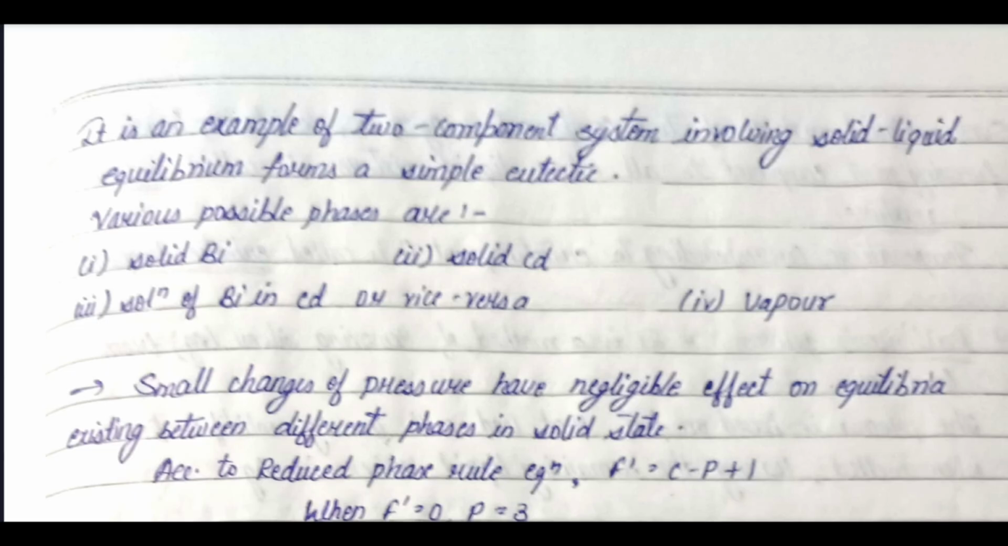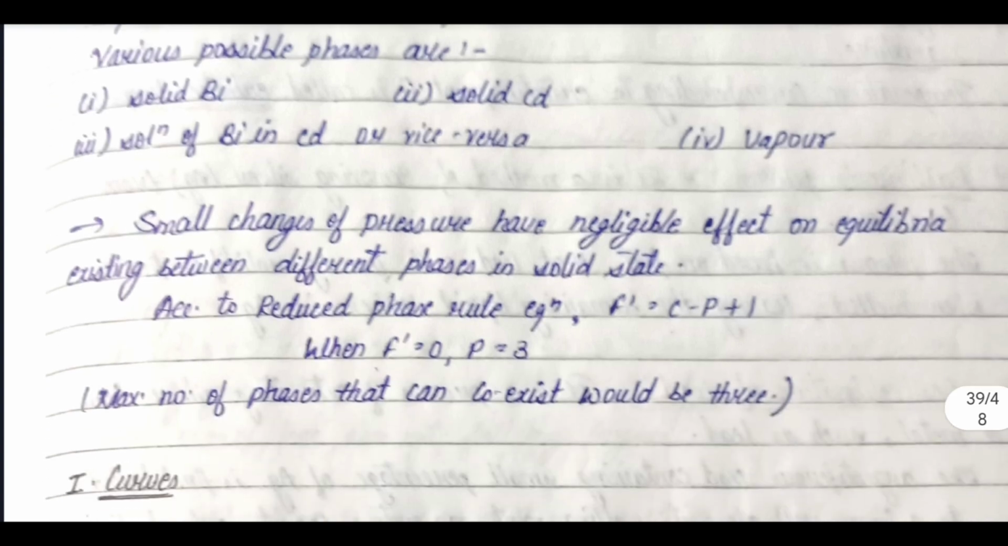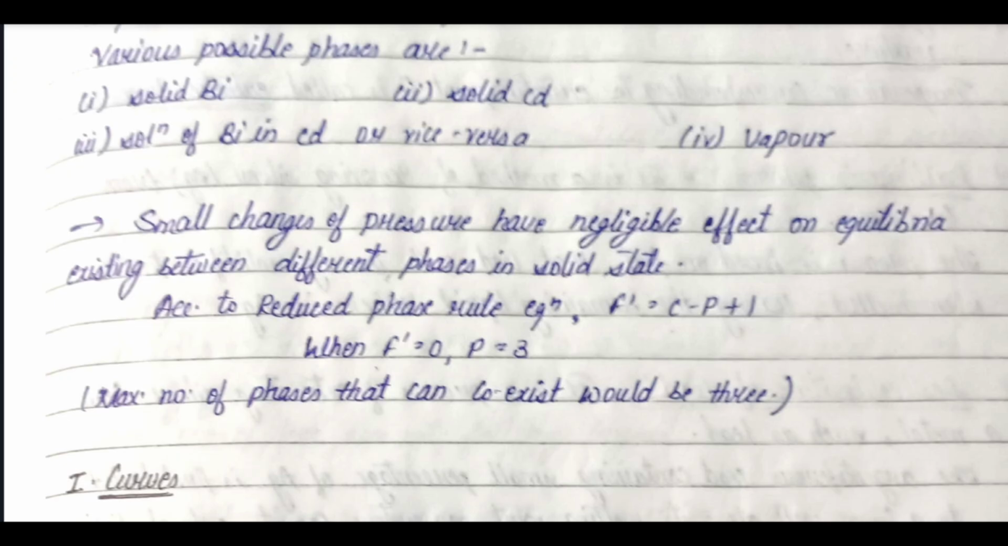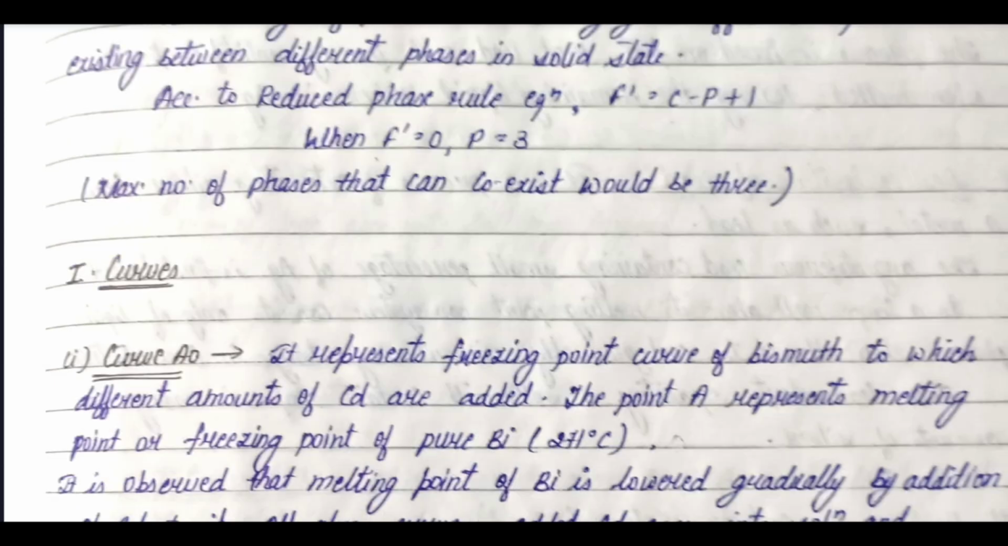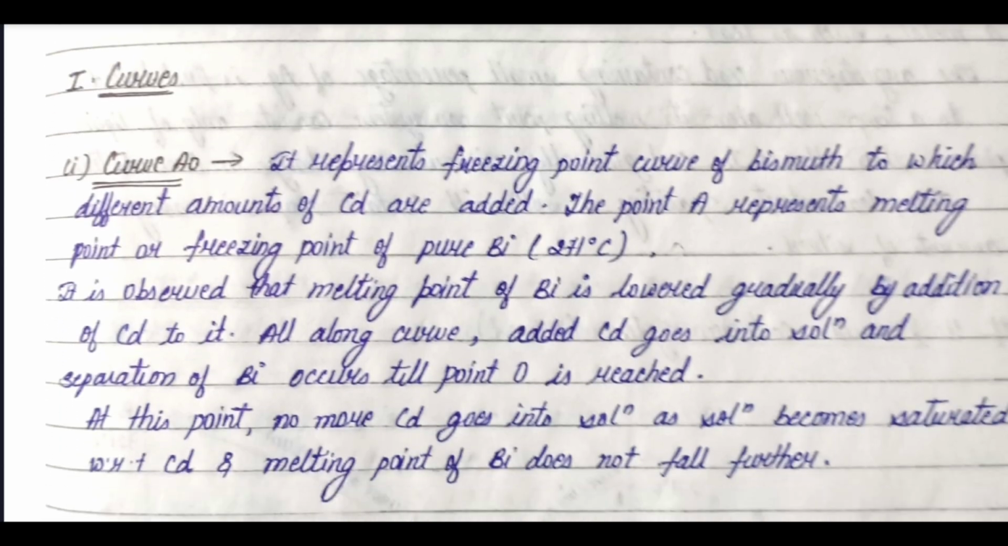Various possible phases are: first, solid Bi; second, solid Cd; third, solution of Bi in Cd or vice versa; and vapor. Small changes of pressure have negligible effect on equilibria existing between different phases in the solid state. According to the phase rule equation, F' is equal to 0, P equal to 3. The maximum number of phases that can coexist would be 3.